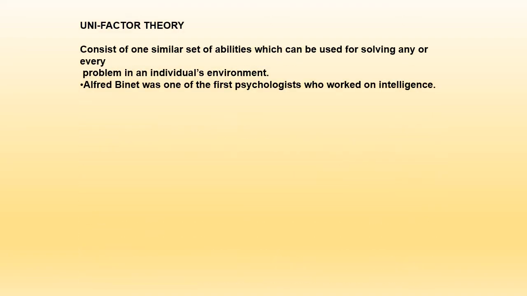So the first theory that we have is the unifactor theory or one factor theory. This was given by Alfred Binet, who was one of the first psychologists who worked on intelligence. So what is unifactor theory? Unifactor theory basically consists of one similar set of abilities which can be used for solving any or every problem in an individual's environment. So that is what Alfred Binet said about intelligence at the very beginning, that whatever be the situation or in any environment, there is only one similar set of abilities which can be used to solve any or every problem.